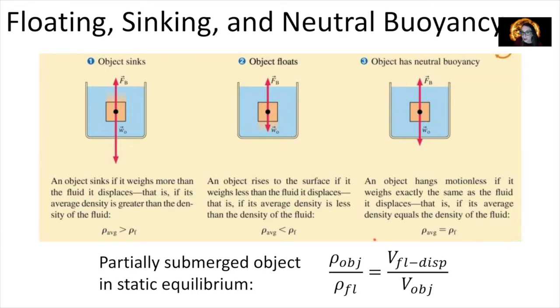So the ratio of the volume of the fluid that is displaced to the volume of the object is equal to the density of the object that's floating divided by the density of the fluid that it is displacing.